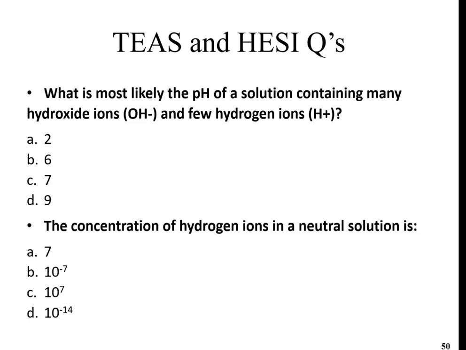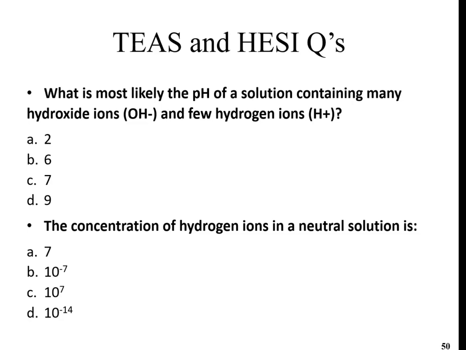What is the most likely pH of a solution containing many hydroxide ions, so bases, and few hydrogen ions? Okay, we don't have to do any math to figure this out. A pH of 2 is acidic. A pH of 6 is acidic, so there's going to be more hydrogen ions than hydroxide ions. A pH of 7 is true neutral, so exactly however many hydroxide ions there are, that's how many hydrogen ions there are. So the answer would be D. This is the only one of the answers that is a basic number.